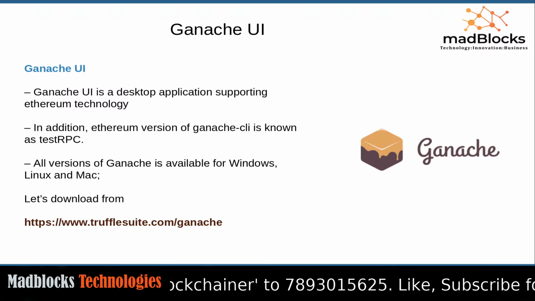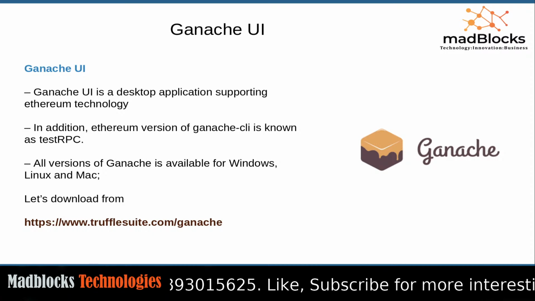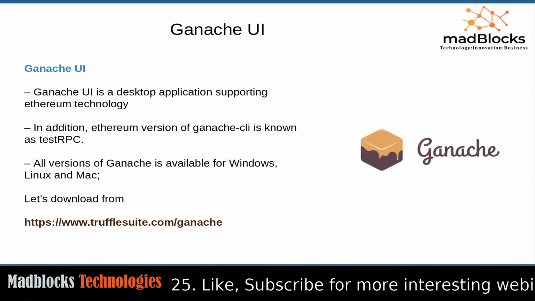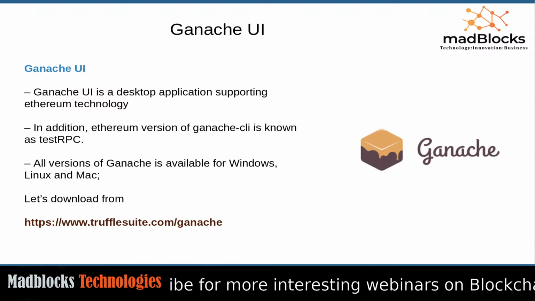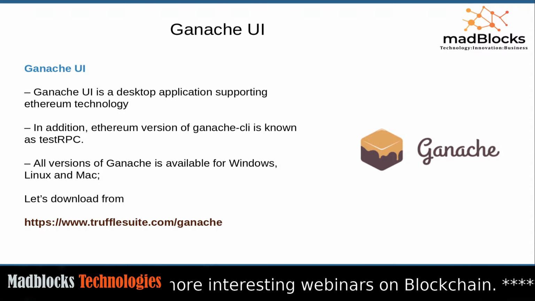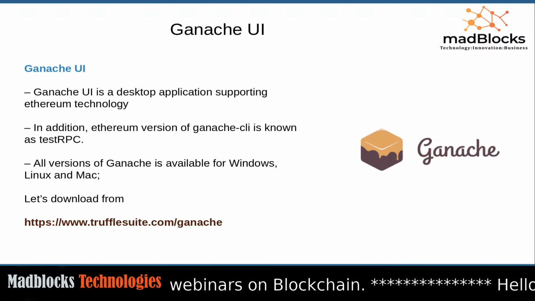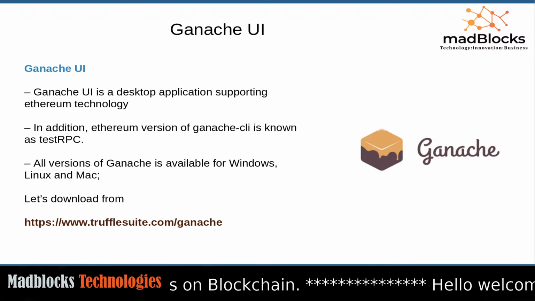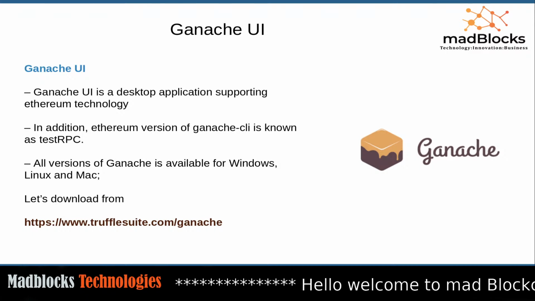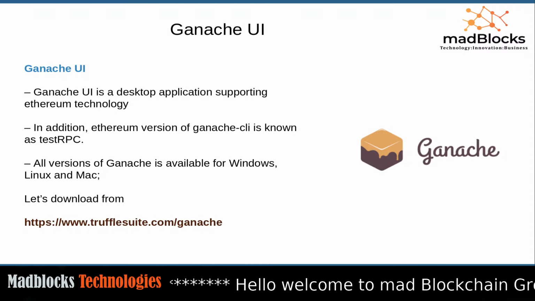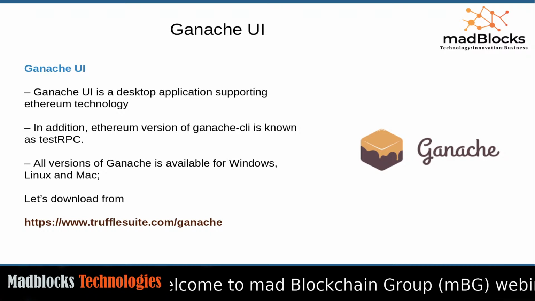So let me download this from the website. The official website of Ganache is trufflesuite.com/ganache. If you enter this URL in the browser, you can easily download it. It supports Windows, Linux, and also Mac operating systems. Today I am demonstrating on the Ubuntu operating system. I just recently shifted my operating system from Windows to Ubuntu for creating different blockchain applications, and I wanted to demonstrate it. You can use this URL and download the Ganache platform here. So let me do that.